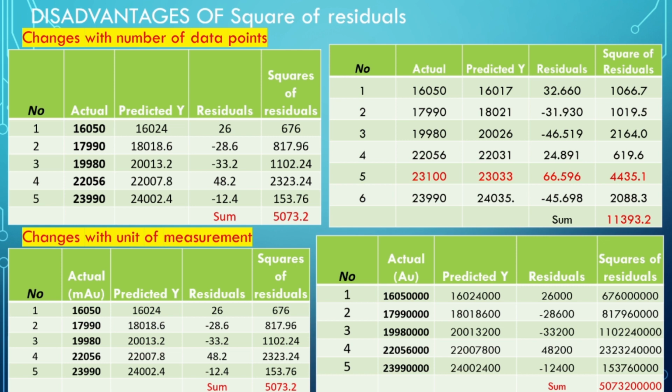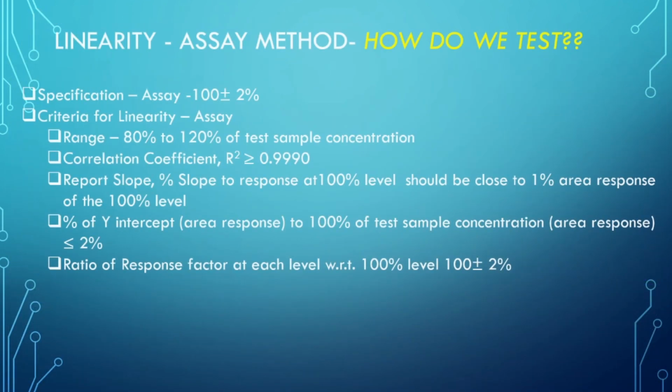So what am I doing differently in my lab? Say, for example, I am doing an assay method. First I need to see what my specification is. My specification is, say, 100 plus or minus 2 percent. Then the things below are my criteria for linearity. My range should be 80 to 120 percent. For the correlation coefficient, we will keep an R square value minimum of 0.9990 as the criterion.